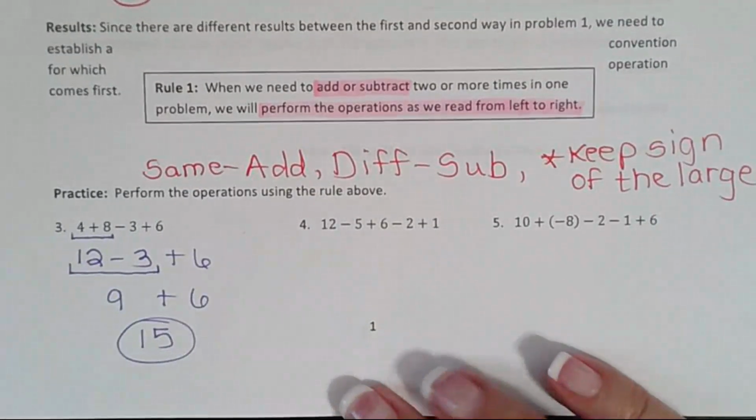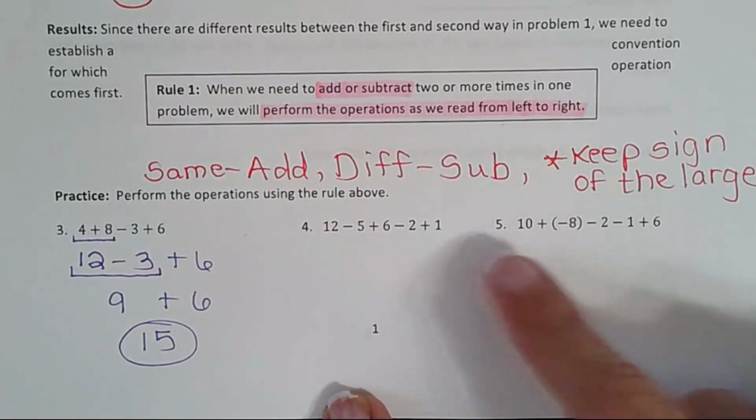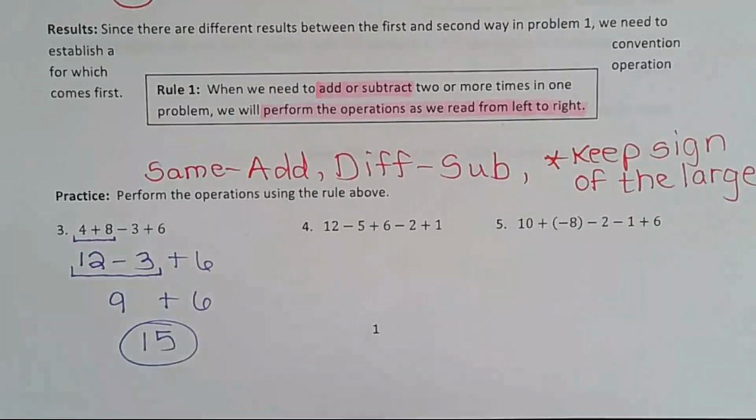So left to right on all addition and subtraction. And you can see these are all addition and subtraction, so we're not worrying about parentheses or order of operations or anything like that.